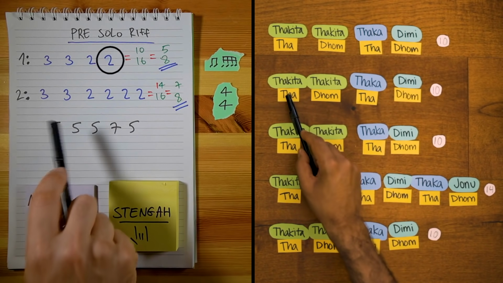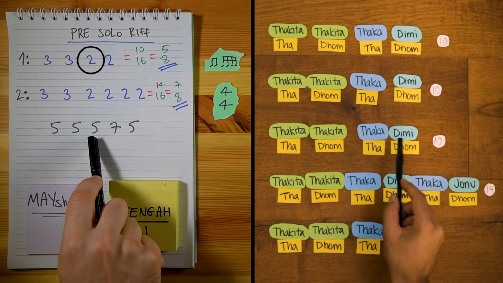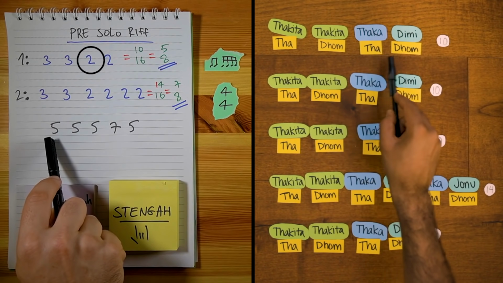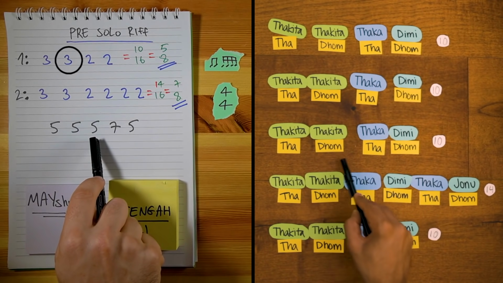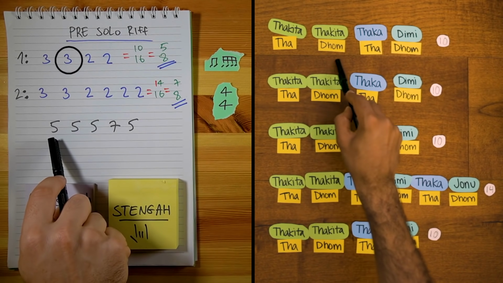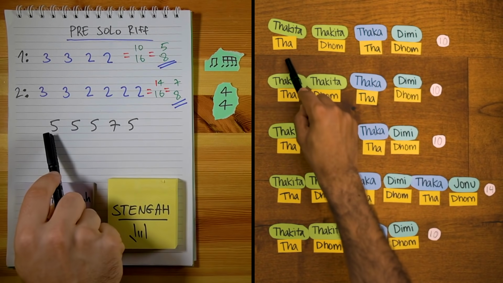Takita takita taka dimi, takita takita taka dimi, taka jornu takita takita, taka dimi. Ta dom ta dom ta dom ta dom.